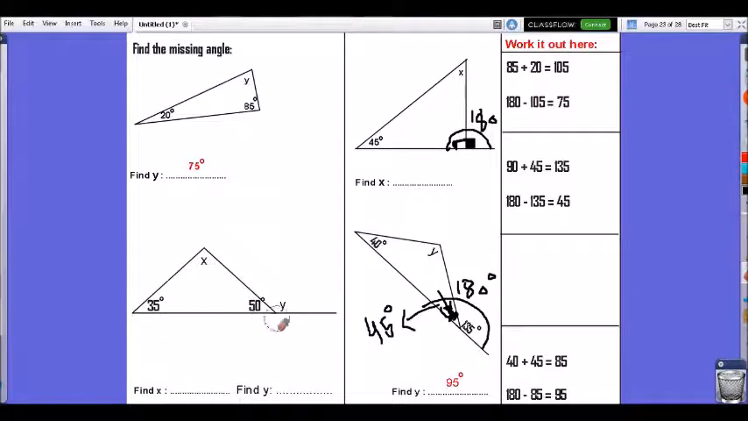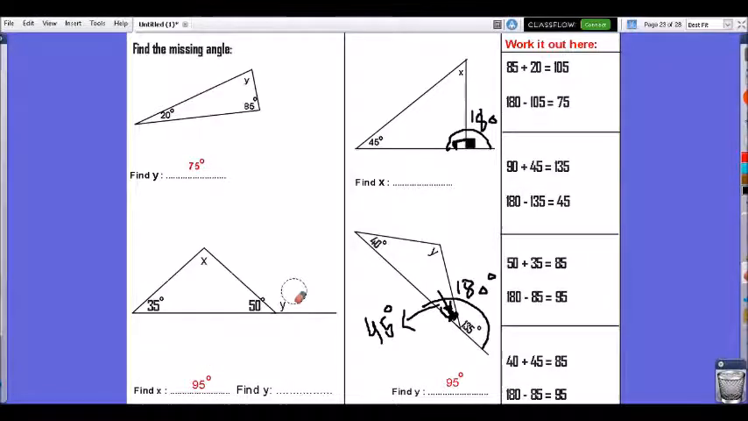We have two angles. We're going to add them up to give us 85. Then we take 85 away from 180 to give us 95. So x is 95 degrees.